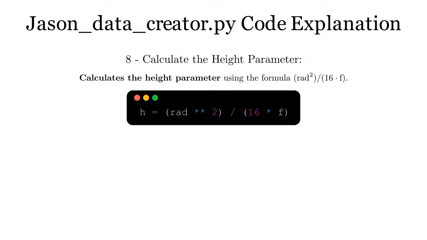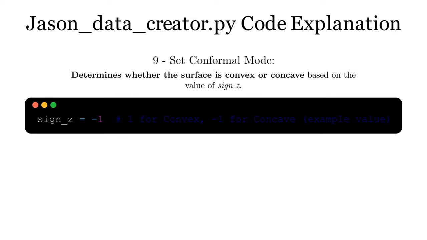Step 8. Calculate the height parameter. It calculates the height parameter using the formula rad to the power of 2, divided by 16 multiplied by F. Step 9. Set conformal mode. It determines whether the surface is convex or concave.